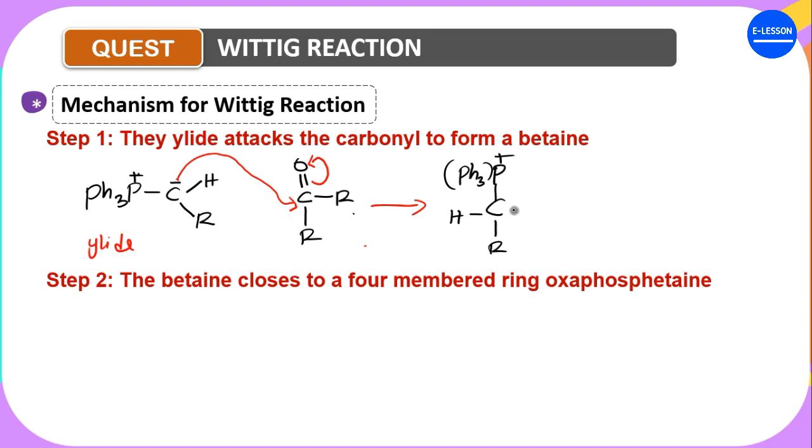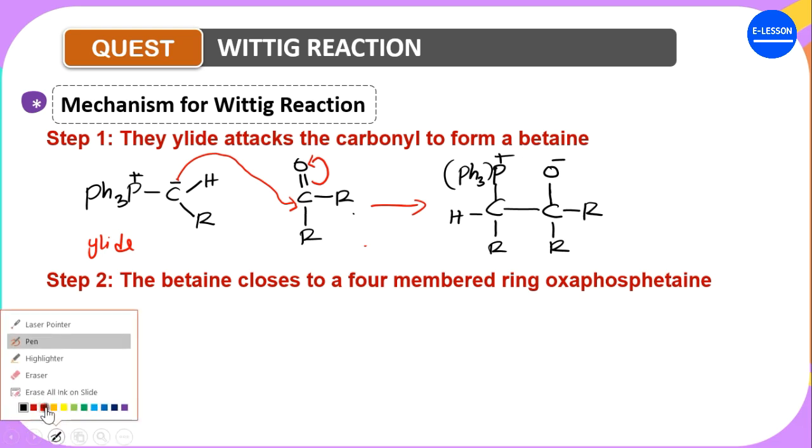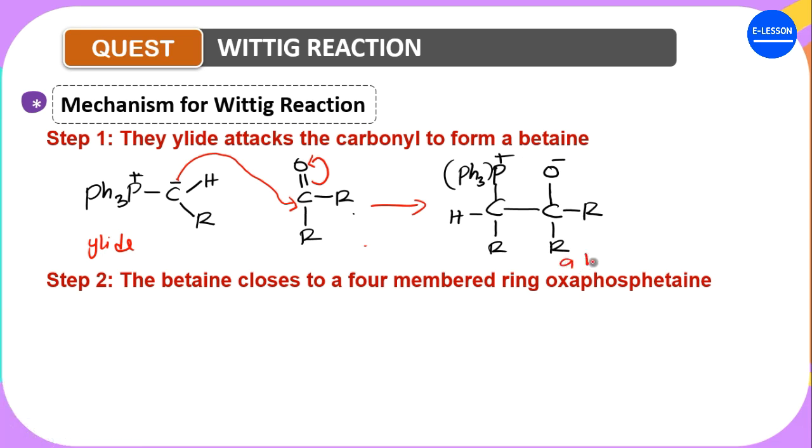So this one now forms a bond with this carbon, right? And then this will give you O negative, because this one packs up here, and then this one is an alkyl group, and then this is another alkyl group. Now this structure formed here is what is called a betaine. Are we getting it now? So we said the halide attacks the carbonyl to form a betaine.